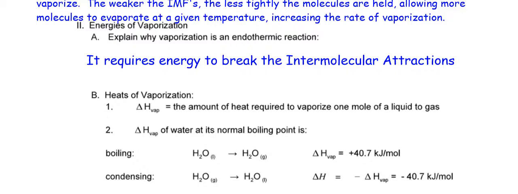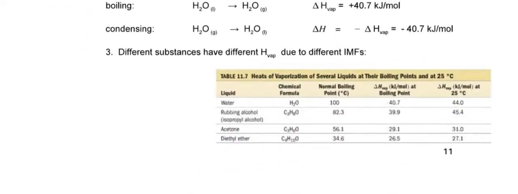All right, so different substances have different heats of vaporization. Why? Due to the different intermolecular forces. So here's a list of those, and you can see the different heats of vaporization. And notice that water has 40.7 kilojoules per mole at the boiling point. And rubbing alcohol has that OH group, if you remember, so it's also very high in hydrogen bonding. Acetone is dipole-dipole, as is diethyl ether. So you notice that if you have these two here, water has a lot of hydrogen bonding.